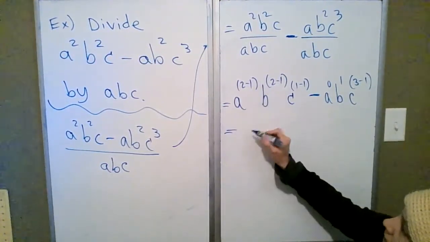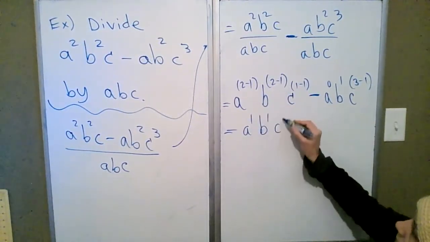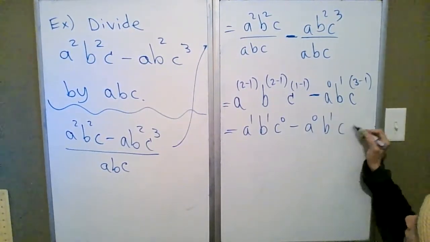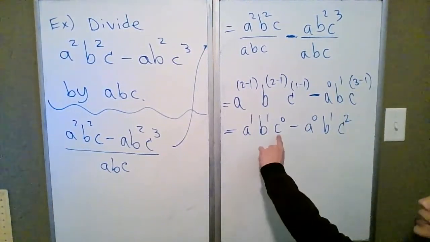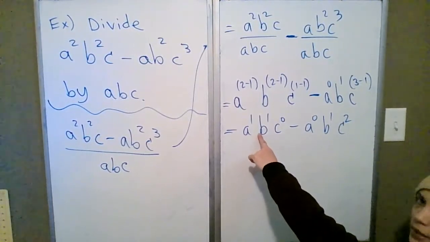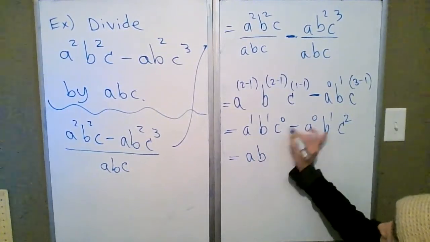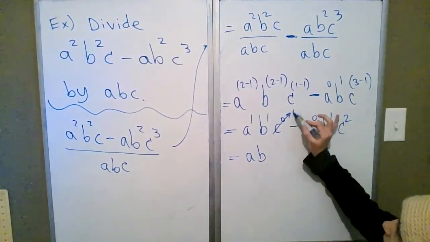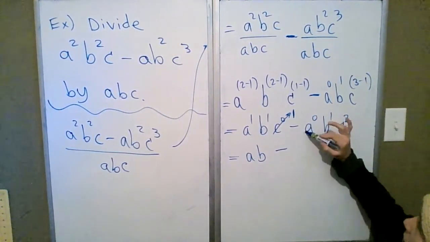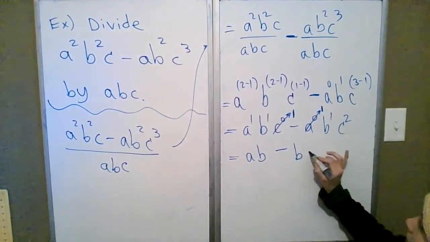So that's a to the first, b to the first, c to the 0, minus a to the 0, b to the first, c squared. Any number with power 0 is 1, and any number with power 1 is its same number. So this a to the first is a, b to the first is b, c to the 0 is 1. a to the 0 is also 1. b to the first is b, c squared.